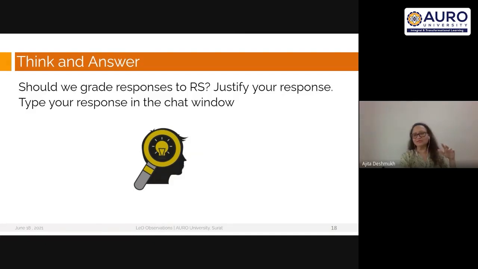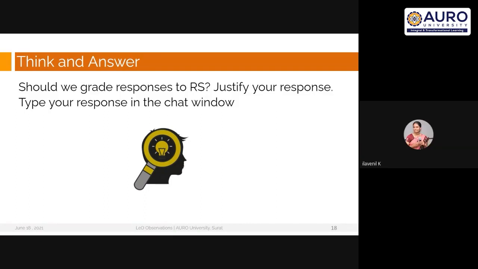Now we have tools which will not allow the student to go ahead till you get a certain amount of marks or something like that. So would you grade your RS? There is an answer, but I can't see the answer because I'm sharing. Yeah. No. The answer is no.